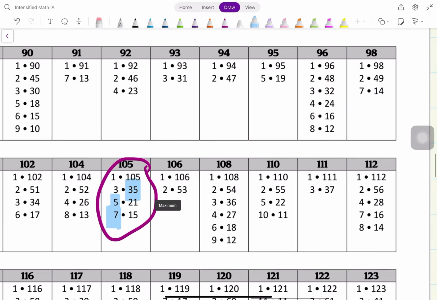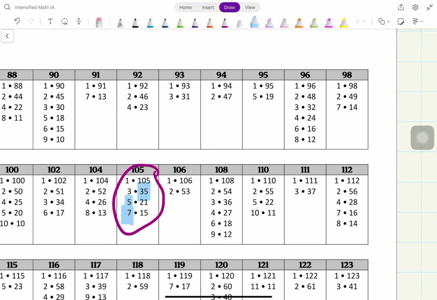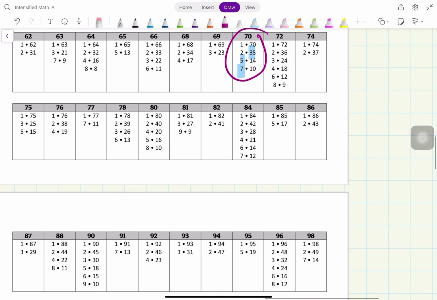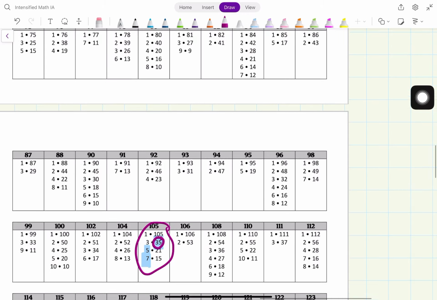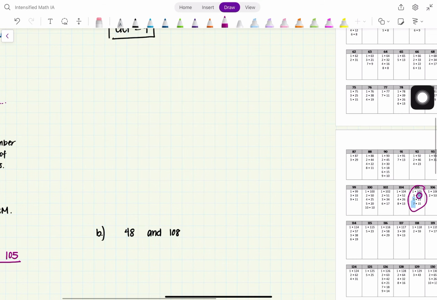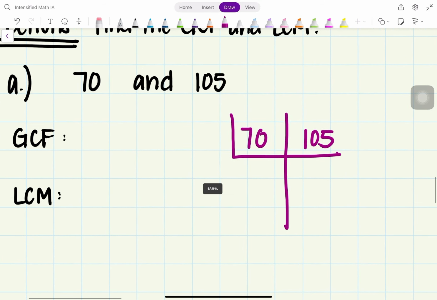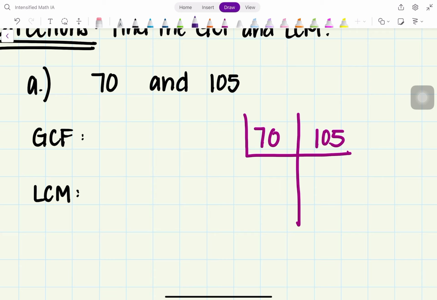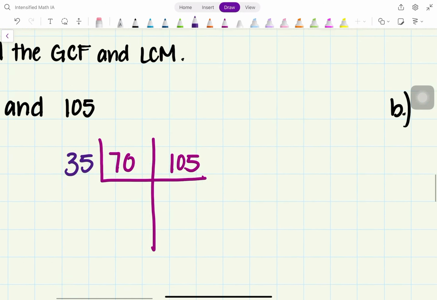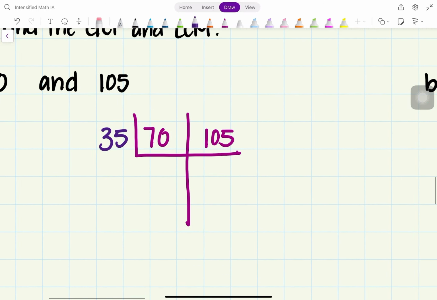Notice they actually have two numbers in common, 5 and 7, and well, actually 3. But if you look at the first two, 5 times 7 is 35. So our GCF for both of these is actually going to be 35, because both of them can be divided by 35. 70 gives you 2, and 105 gives you 3. So I'm going to write my GCF here on the side, and divide by the GCF, which is 35. We mentioned 70 divided by 35.